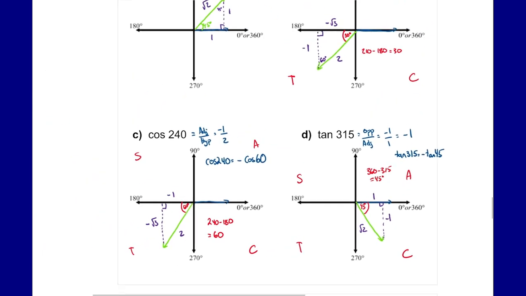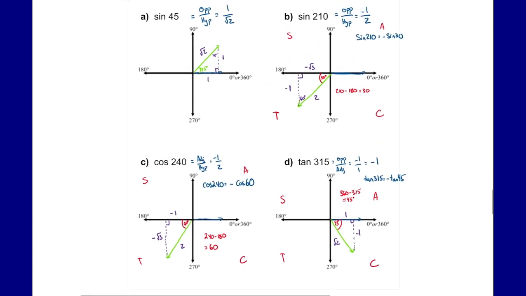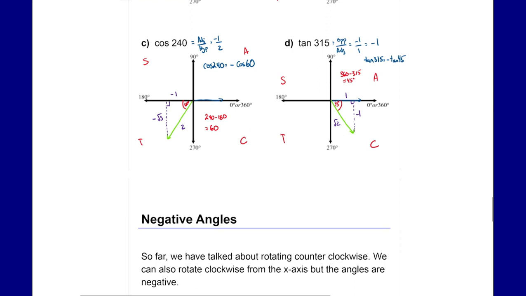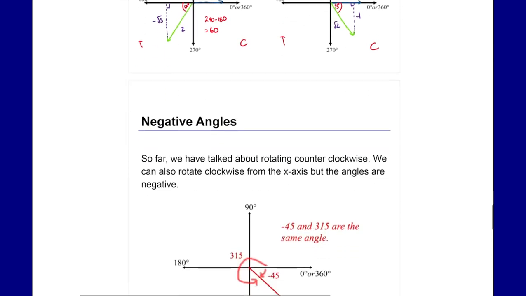Right, so we didn't really use too much of the CAST rule here, just more for reference and for reinforcing the idea of what our ratio should be, whether it's positive or negative. We will look at it later on, and that will help us figure out where certain angles are going to be, things like that.